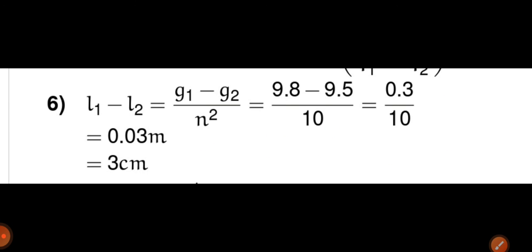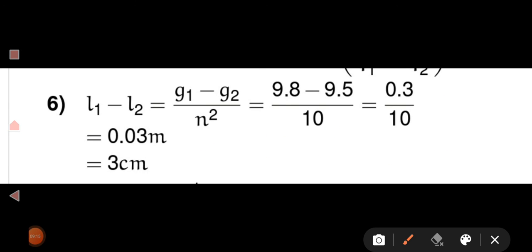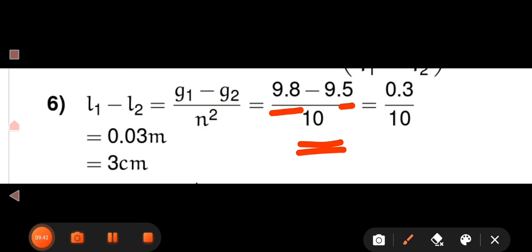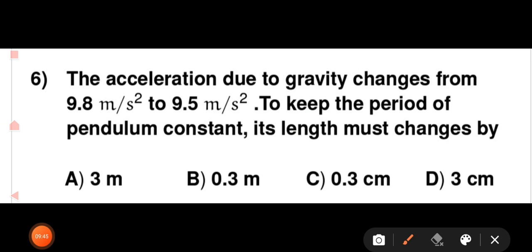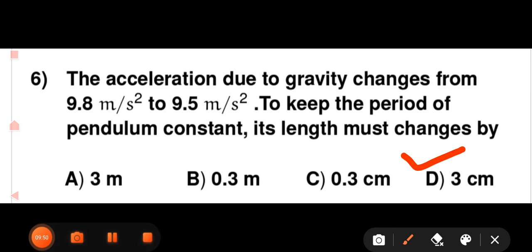Now as per the given question, you have to substitute the values of g1 and g2, 9.8 minus 9.5, and here the frequency has the value 10. So 0.3 upon 10 is nothing but 0.03 meter. So the change in length is 3 centimeter, without changing the period. So that is the correct answer for this question. So for question number 3, option D, that is 3 centimeter, is the correct answer.